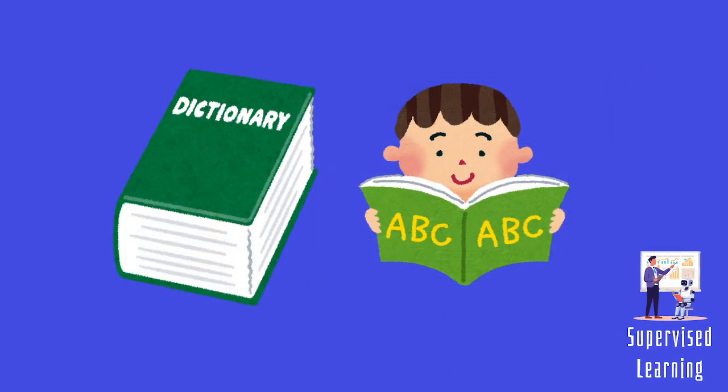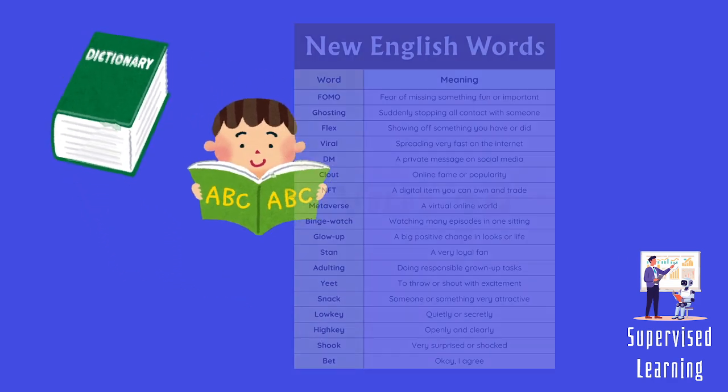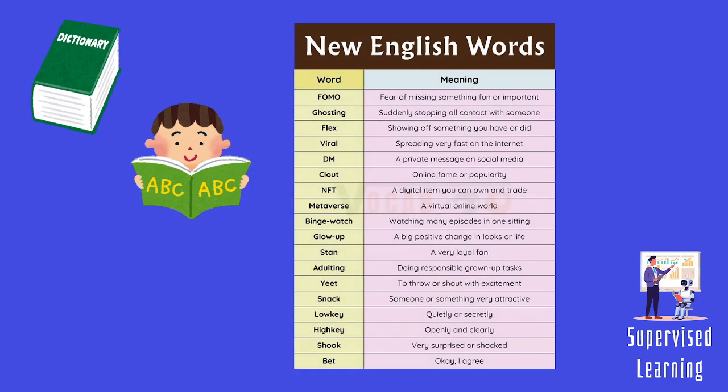Let's take one more example. Suppose you're looking at a dictionary and you want to understand the meaning of a particular word. In the dictionary, you already have the word and its definition, right? That means the correct answer is already available to you. So what happens? You learn from the dictionary when you read it. Now, whenever you see that word again, you already know its correct meaning, so you can give the answer, right? So this is also similar to supervised learning.